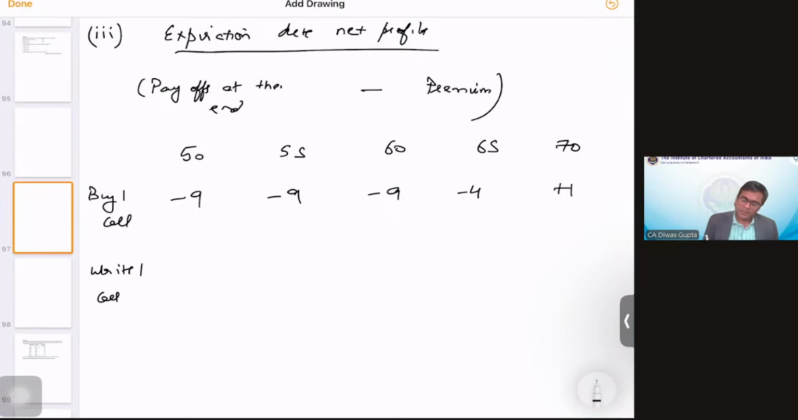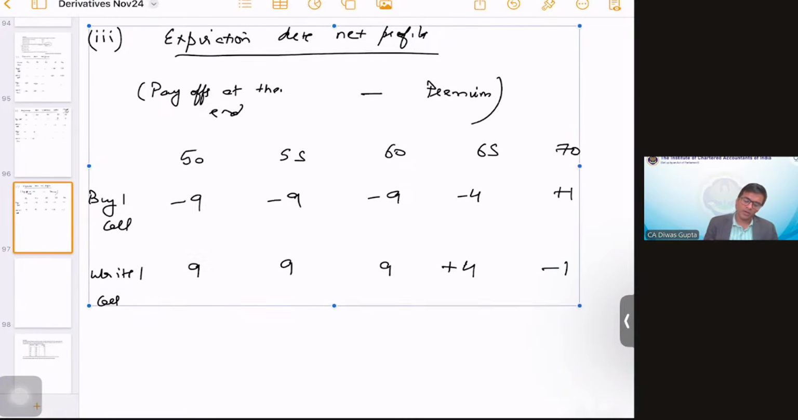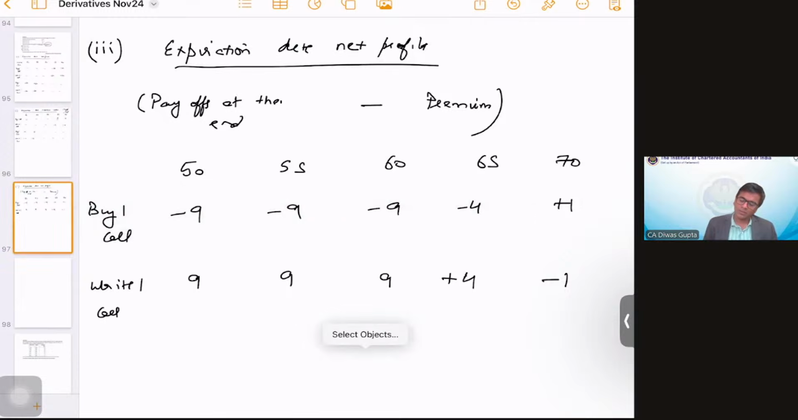Write one call option. Here there will be an income of 9 rupees. Here there will be an income of 9. Here there will also be an income of 4 rupees. And here there will be a net loss of 1 rupee. See, the very opposite position will be holding true for the writer of the call option, right? Whatever situation is for the buyer, the very opposite condition will hold true even for the writer of the call option.